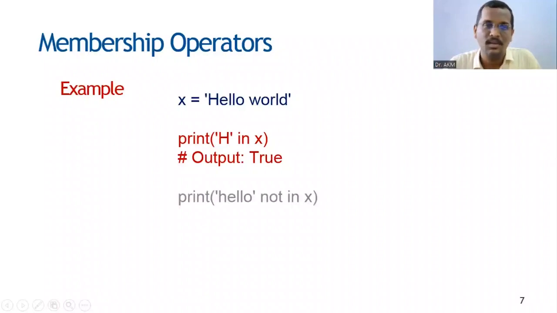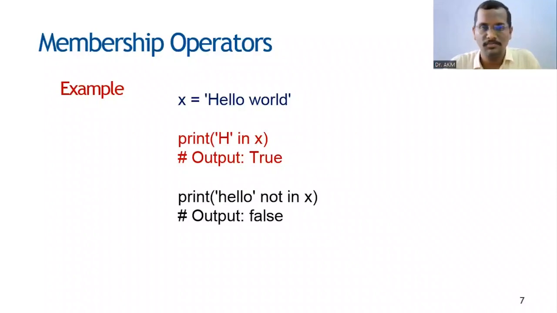The next statement: hello is not in X. Going to the string X equal to hello world, hello is available in X. I have to check whether hello is available or not in X. What I am saying is hello is not available in X, but in the given statement X, hello is available. So it returns false.